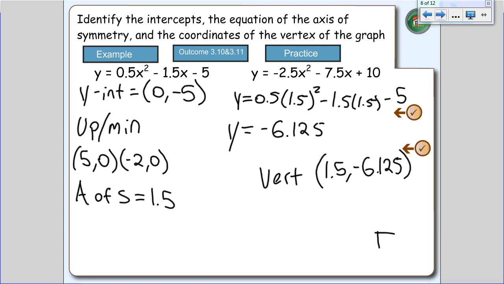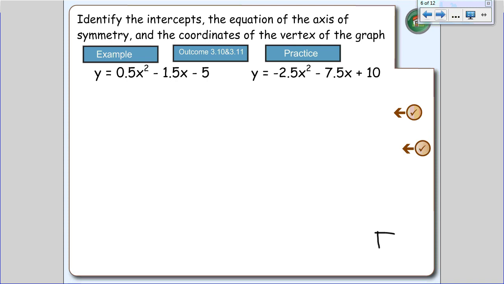Want to do one more together? Okay, so we'll talk it all the way through again. Identify the intercepts, the equation of axis of symmetry, the coordinates of the vertex.